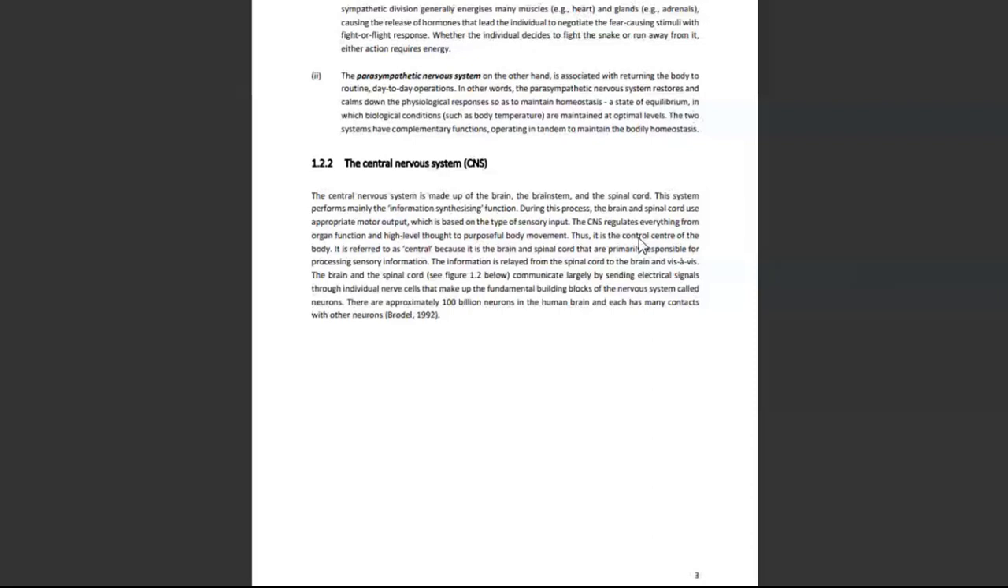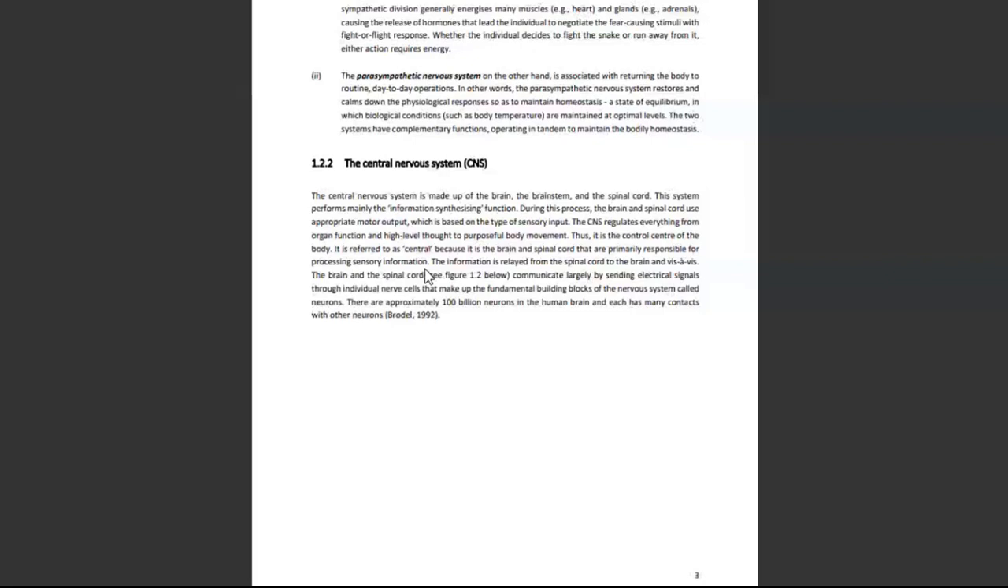The central nervous system is the control center of the body. It is referred to as central because the brain and the spinal cord are primarily responsible for processing information. That's why, let's assume someone gets into a car accident and the spinal cord is affected. What happens when the spinal cord is affected? Certain functions in your body won't work. Certain functions of your body will be paralyzed because the spinal cord has been affected.